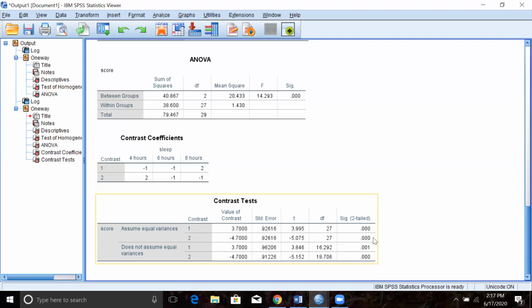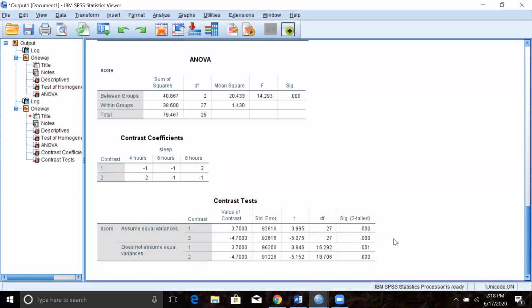The second contrast, recall, contrasts 4 hours of sleep to 6 and 8 combined. Again, we've got our t statistic, -5.075. That means that the 4-hour group was even more distinct from the other two combined, but it's still highly significant. What this tells us is that when combining 6 and 8 hours of sleep, the 4-hour group is distinct from those two groups combined. So both of these contrasts are significant.